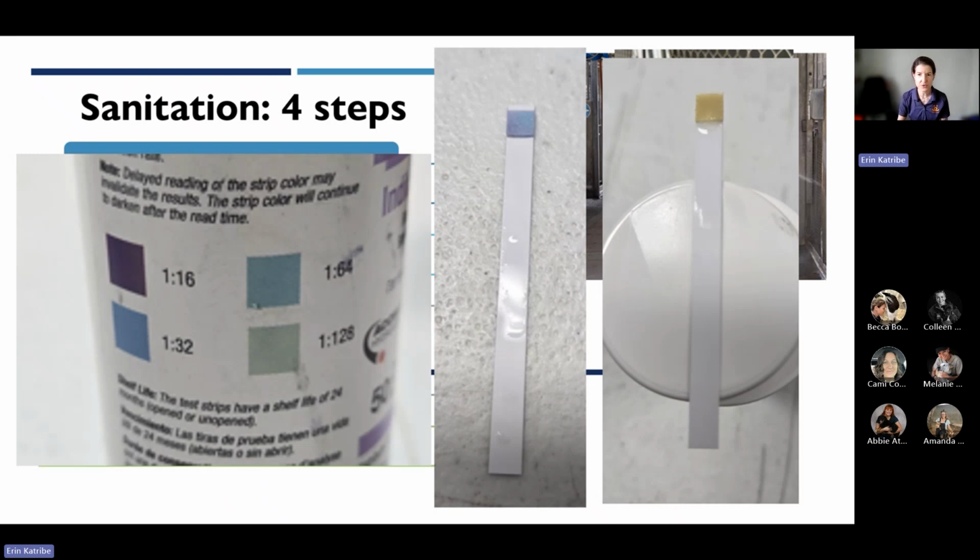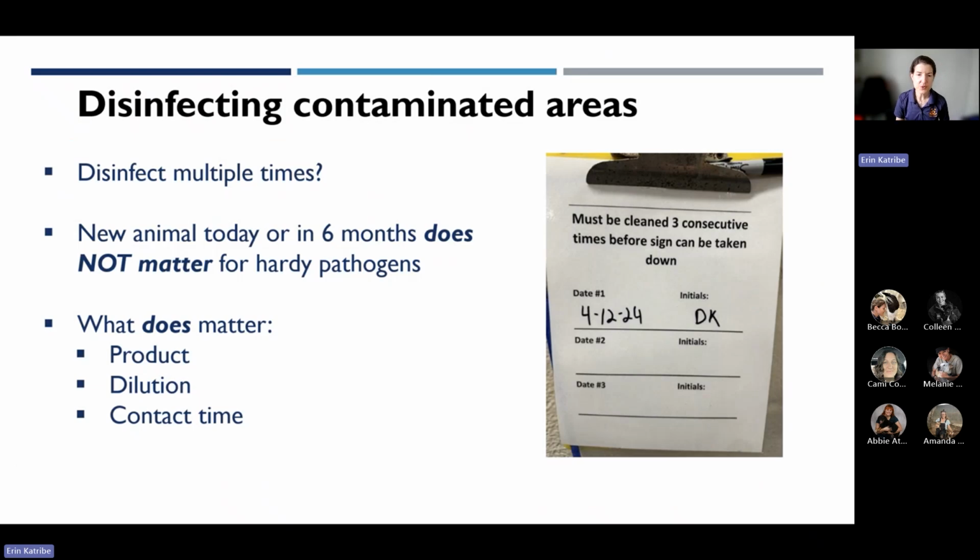So always recommend quality control. Make sure your dilutions are appropriate. Sometimes we'll do this in shelters. And when we have known infectious disease, we hang up signs and we clean things 3 consecutive times. A key point is that if we are not disinfecting appropriately, I can put a new animal in the dirty kennel today or in 6 months, and it doesn't matter for hardy pathogens. That animal is potentially going to get infected, right? And so we need to make sure that we're disinfecting appropriately.